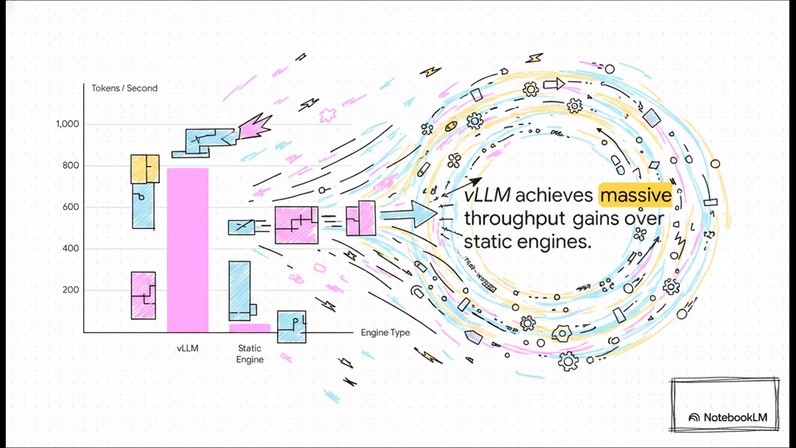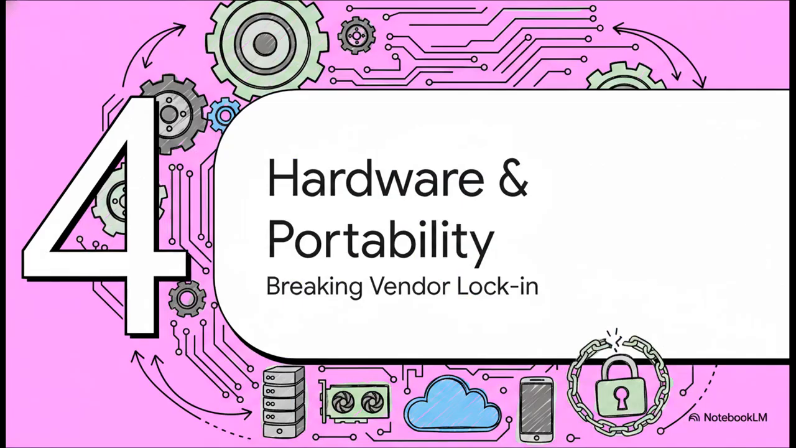Under identical loads, when continuous batching is constantly saturating VRAM, raw throughput just explodes. We're talking a jump from a stagnant 41 tokens per second on a static engine all the way up to 793 tokens per second on vLLM. You are getting nearly 20 times the output on the exact same physical hardware. No hardware upgrades required.